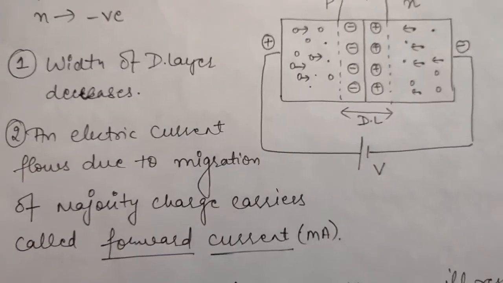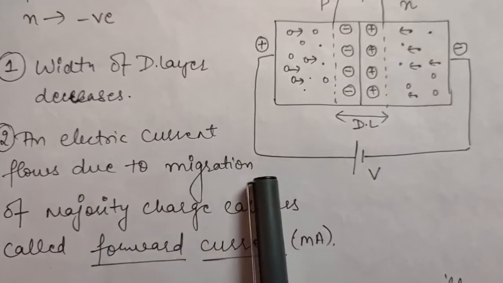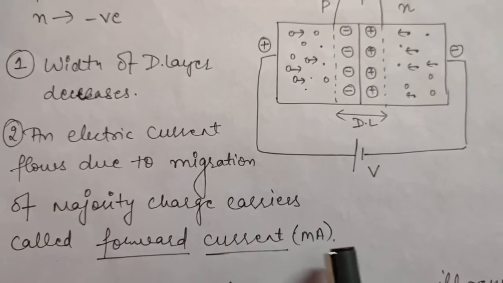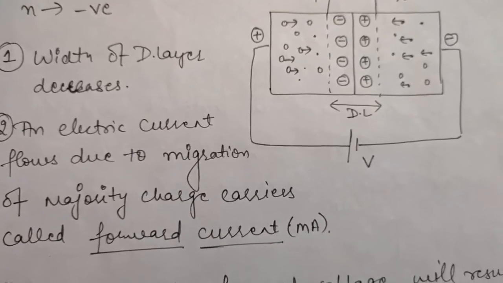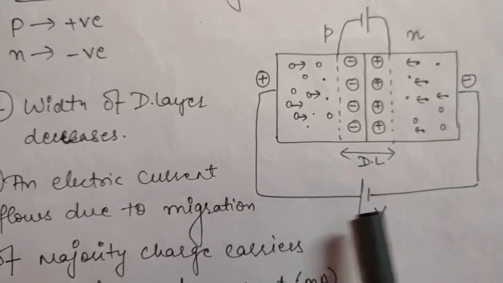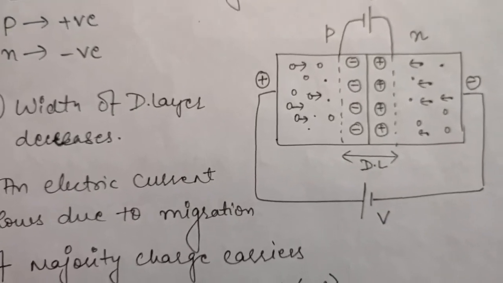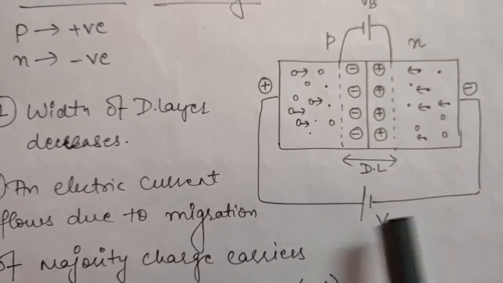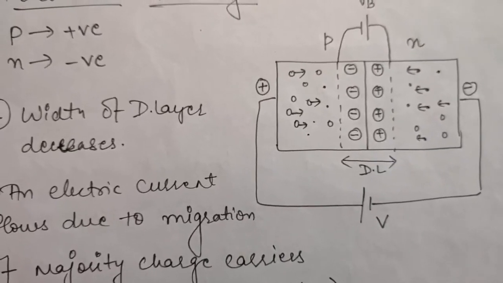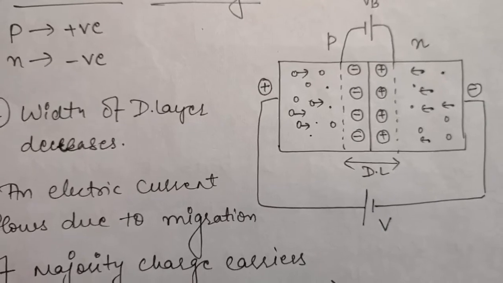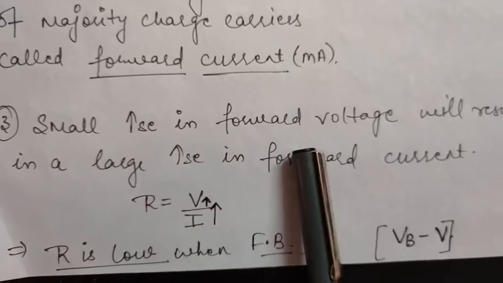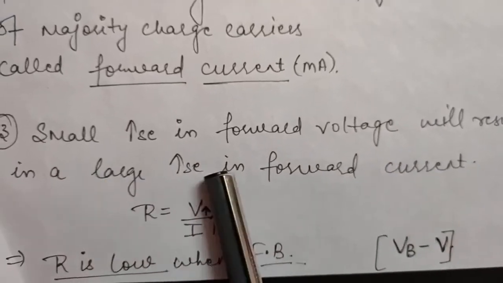Okay, so you can say an electric current flows due to the migration of majority charge carriers, which is called forward current, and its unit is generally milliamperes. Okay, now see what happens if I slightly increase this forward voltage. Okay, so this voltage here is called forward voltage. Now, if I just increase it slightly, more electrons and holes will flow. That means a small increase in voltage will result in a large increase in forward current in this forward biased PN junction. So, you can say small increase in forward voltage will result in a large increase in forward current.